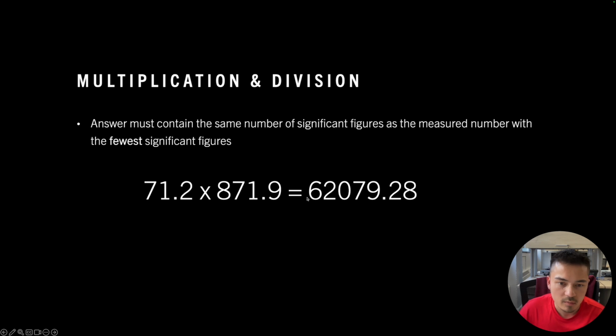For example, this equation here, 71.2 times 871.9, would result in a number of 62,079.28. But we need to make sure that we have the correct number of sig figs for this answer. So we start by analyzing the question, and we see how many sig figs are in each number. 71.2 has 3 sig figs, and 871.9 has 4 sig figs. Going back to the definition, it needs to go to the fewest significant figures. So our answer here needs to have 3 significant figures, because this is the fewest in the equation.